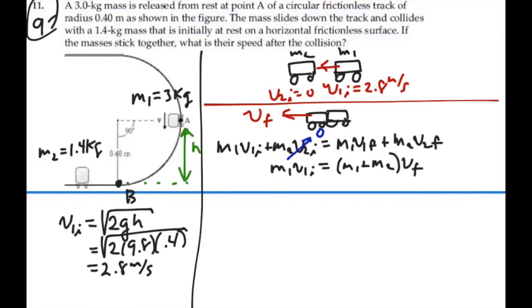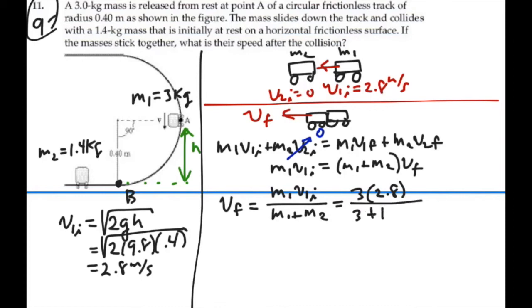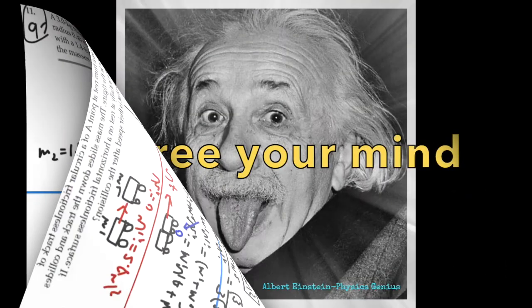And so, solving for v final, we have v final is equal to mass 1 v1 initial over mass 1 plus mass 2. That's going to be equal to 3 times 2.8 over 3 plus 1.4, and that's equal to 1.91 meters per second. So that is the final velocity of the two carts after they stick together in an inelastic collision, 1.91 meters per second.